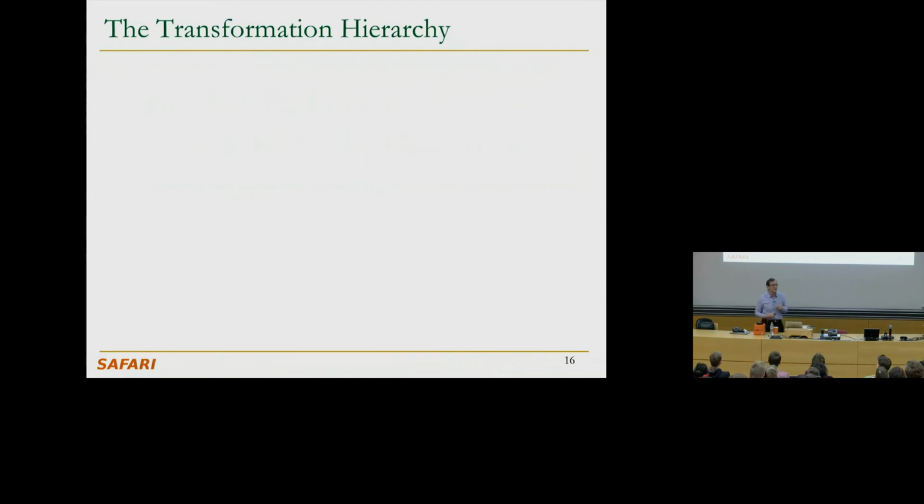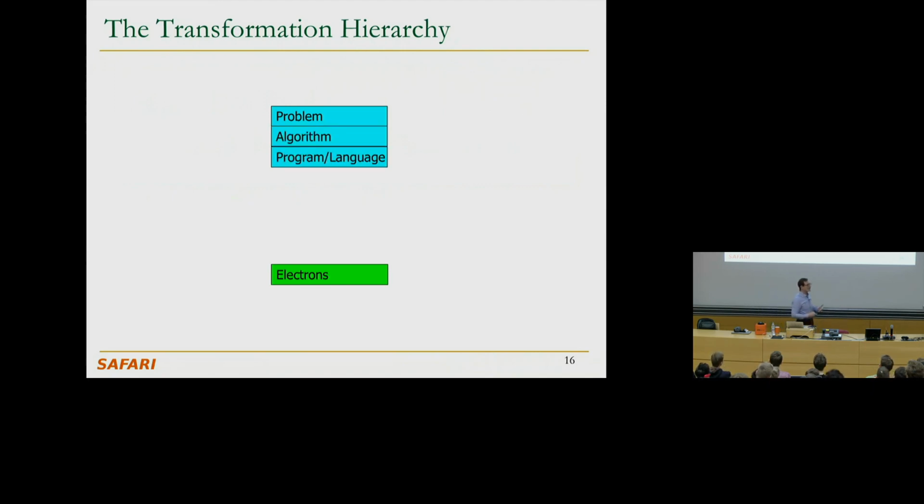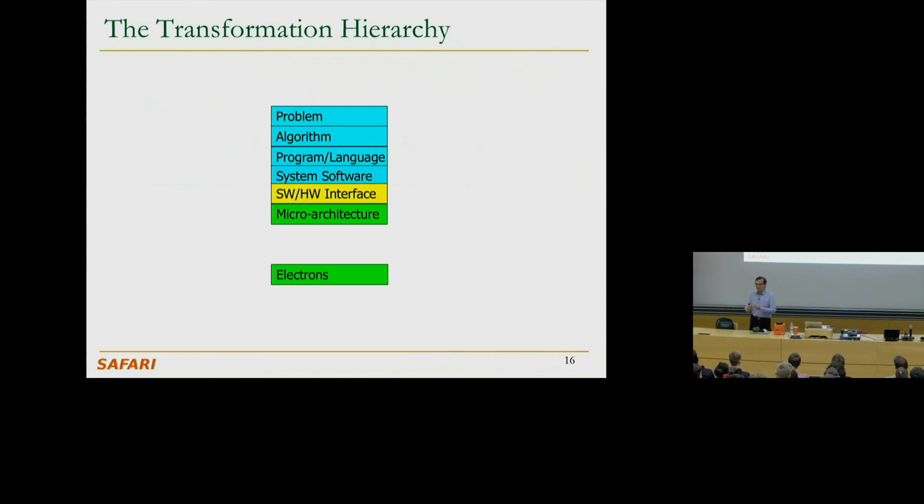And that leads us to the transformation hierarchy. At the top, we have a problem. At the bottom, we have electrons. Clearly, we don't speak the language of electrons, so we cannot tell the electron, solve this problem for me. So what we do is we convert the problem into an algorithm, and then convert that algorithm into a program written in some language, and execute that program using some system software, and compile it down to some hardware-software interface, instructions that could be understood by the hardware, and that will be implemented by what's called the microarchitecture, which is the hardware itself.